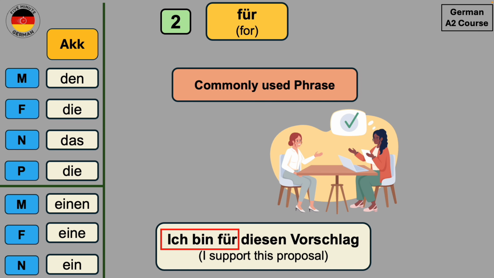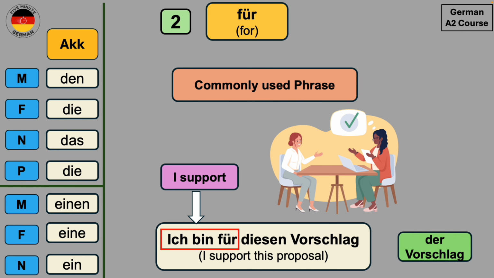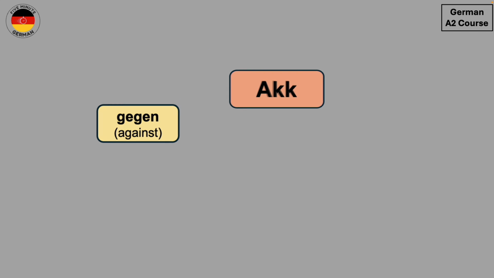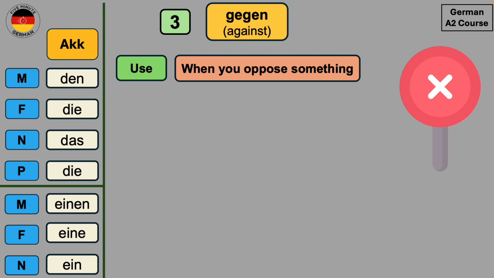So ich bin für means I support. So whenever somebody says Ich bin für, then you should know that they agree or support whatever you have said. And Vorschlag is der Vorschlag, which means proposal or suggestion. That's why we have used diesen with the ending en. So this was für. The next preposition is gegen, which means against, and it is used when you oppose something.